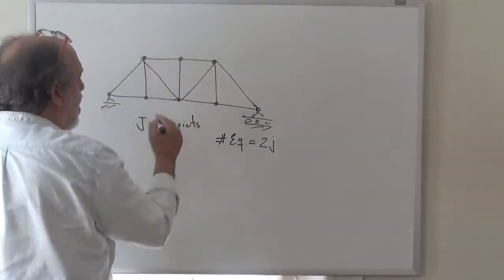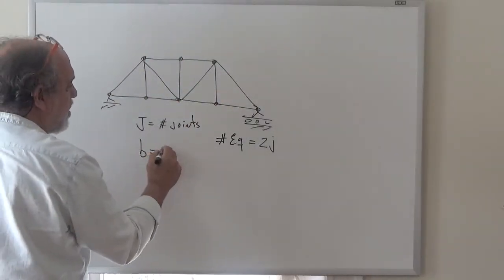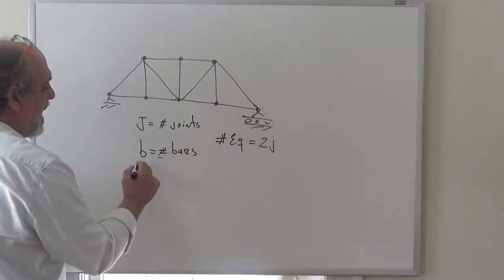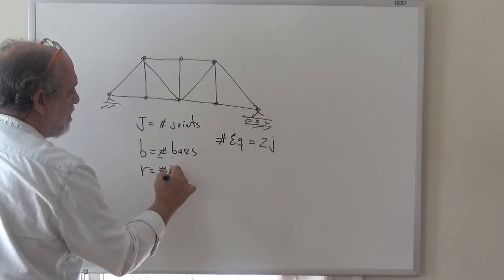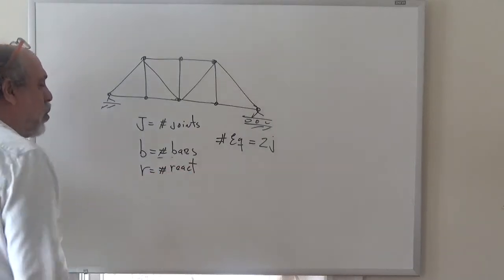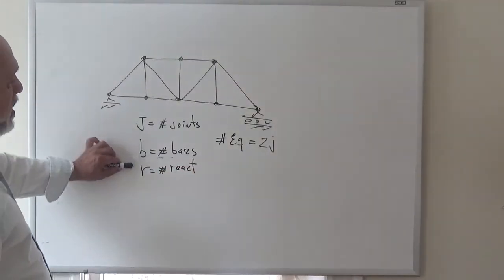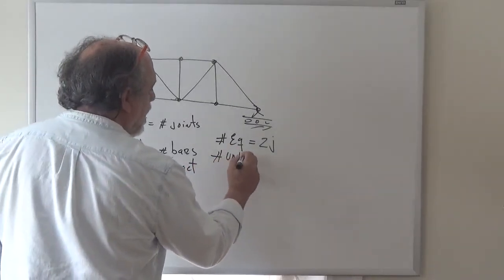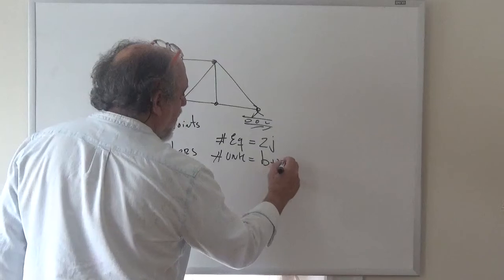Now, how many unknowns are there? Well, let's say B is the number of bars, and let's say R is the number of reactions. So the unknowns in the problems are the number of bars and the number of reactions. So the number of unknowns is the bars plus the reactions.